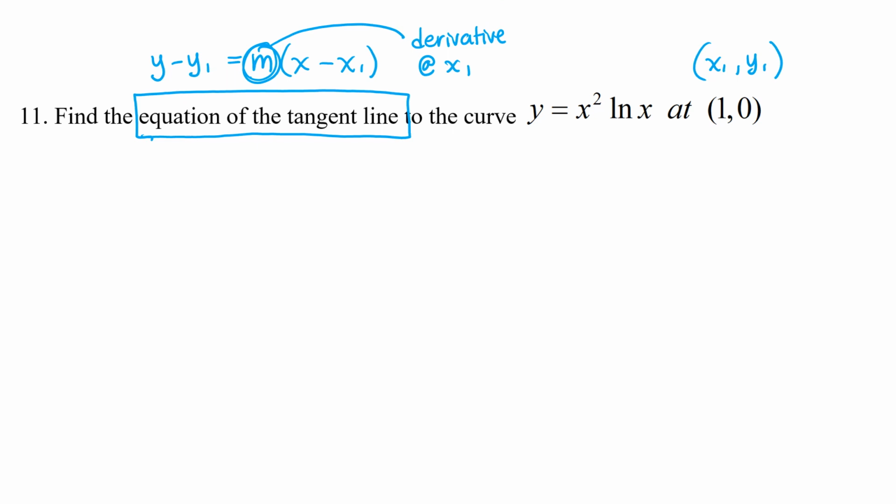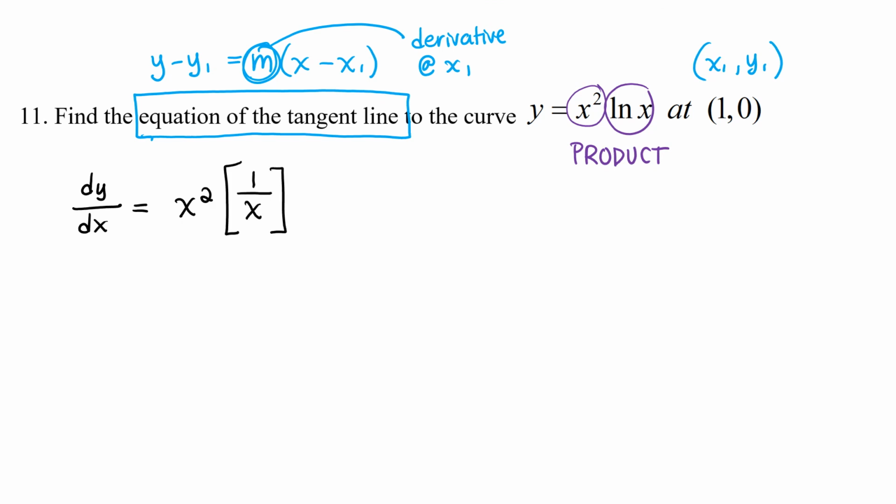So let's take our derivative of y is equal to x squared natural log of x. So dy/dx will be equal to, well, this is an x squared times a natural log of x, so we have a product. So that'll be the first function, x squared, times the derivative of the second function. The derivative of natural log of x is 1 over x, plus the second function, natural log of x, times the derivative of the first function. The derivative of x squared is 2x.